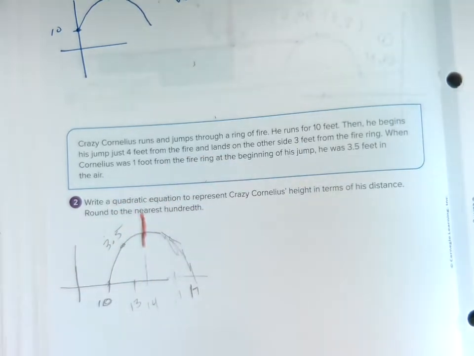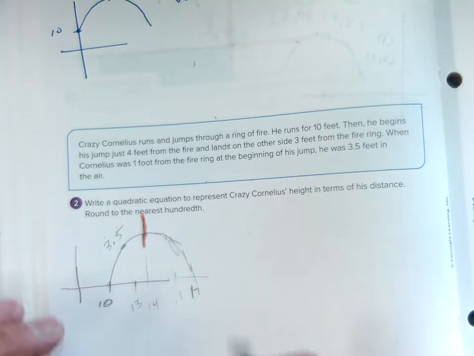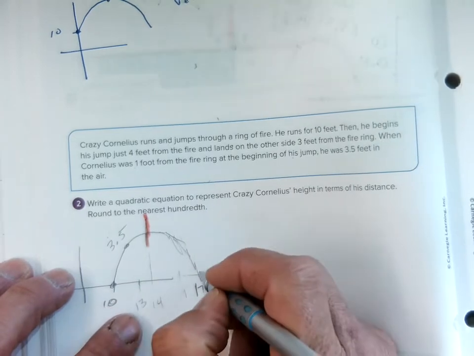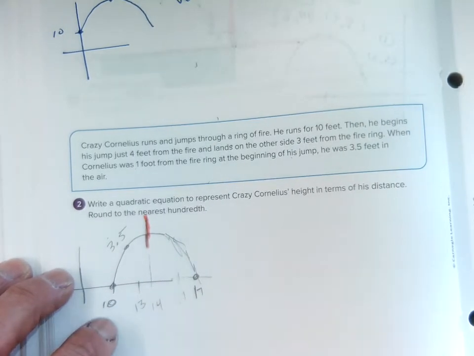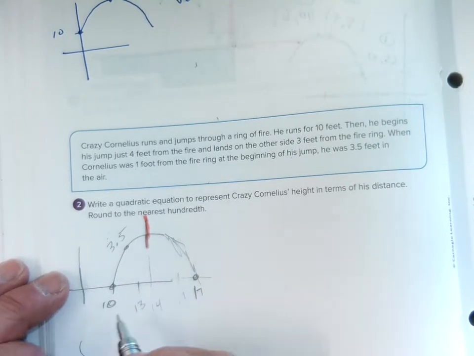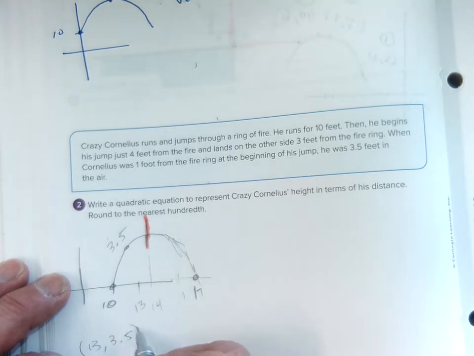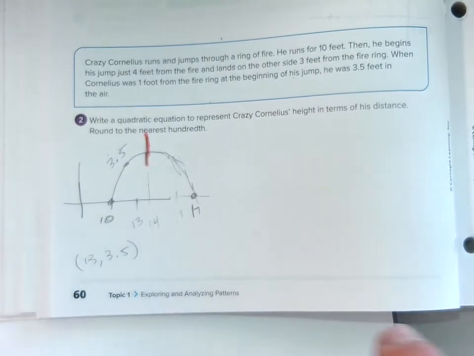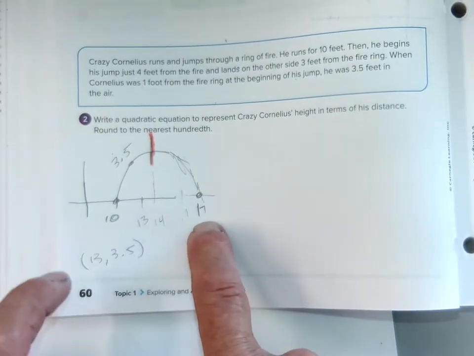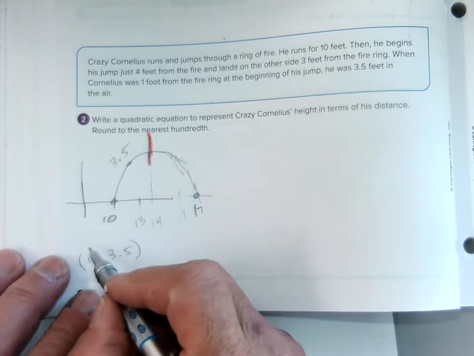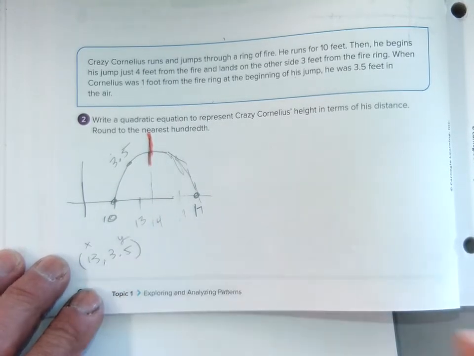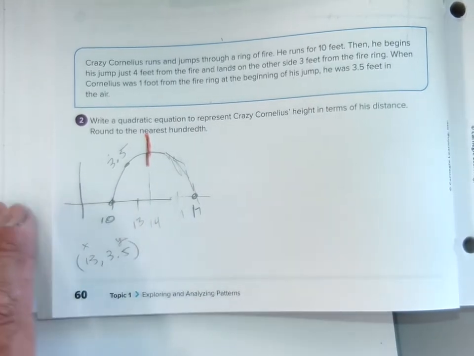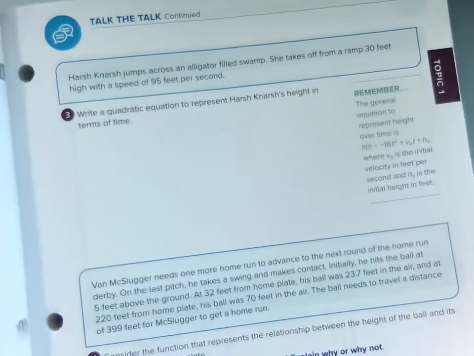Okay, so let's see what we have. Looks like we might have roots, and we have another point. Our second point would be at 13, 3.5. Okay, I'll let you guys figure that out, but I would definitely use root form. Here's my two roots, 10 and 17. And here's a point to plug in some x and y value. Okay, your homework is going to be to find the equation. Okay, now let's move on to this one.